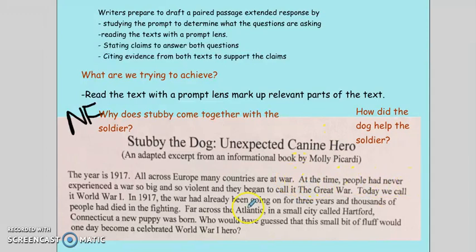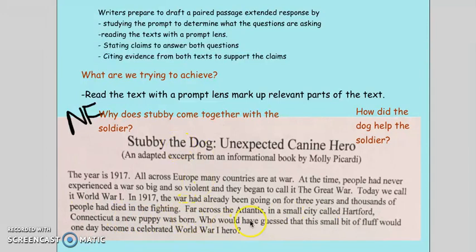At the time, people had never experienced a war so big and so violent, and they began to call it the Great War. Today, we call it World War I. In 1917, the war had already been going on for 3 years, and thousands of people had died in the fighting. Far across the Atlantic, in a small city called Hartford, Connecticut, a new puppy was born.